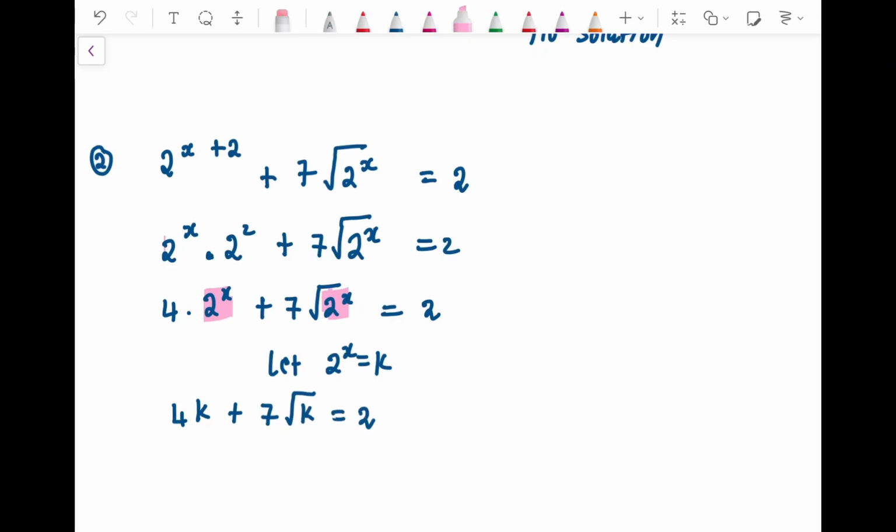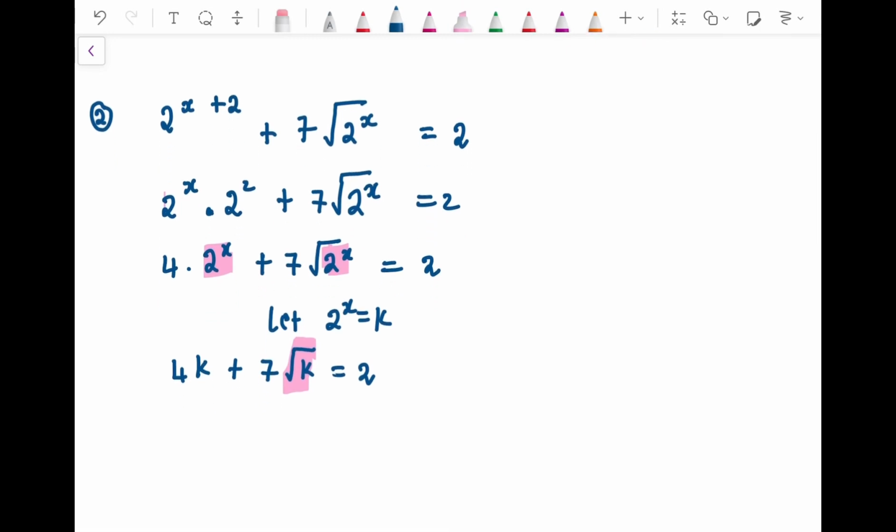Now again, I can see that I have a square root, so that means I need to separate. Anything that is not under the square root must be transposed. So here I'm going to have 4k minus 2 is equal to, and then I transpose this root with 7, it's 7 root k. And then from here, I can square on both sides.